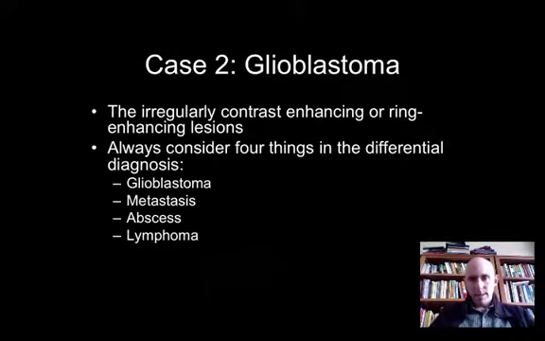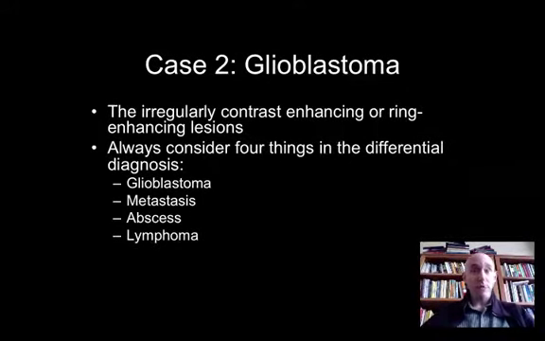Now, in the setting of an irregularly contrast-enhancing or ring-enhancing lesion, I want you always, always to consider 4 things. While glioblastoma is certainly our most common diagnosis, I want you never to forget about metastases, abscess, and lymphoma. Now, metastases often get just resected outright anyway, so no real loss if you can't make that distinction intraoperatively. But abscess and lymphoma, both are not resected.